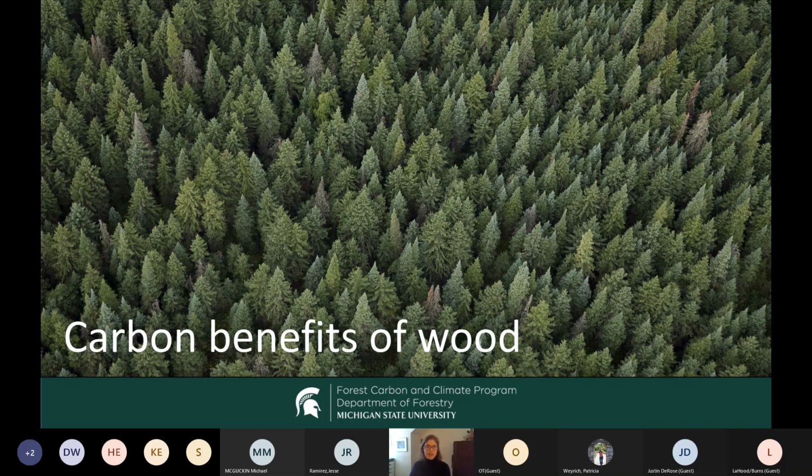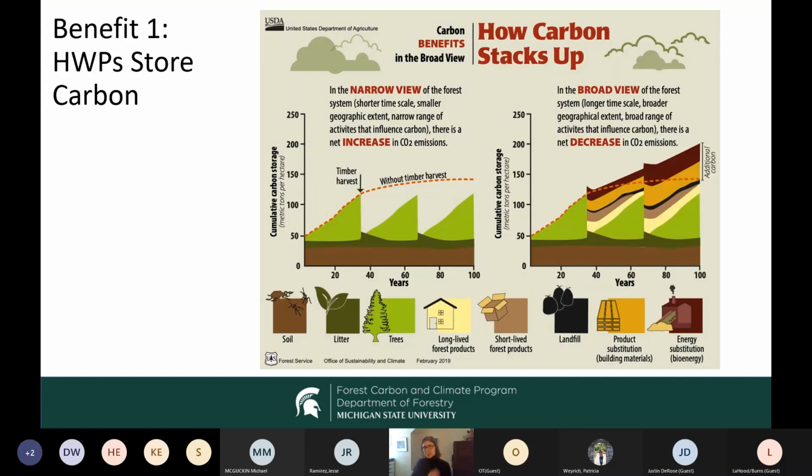Okay, so carbon benefits of harvested wood products. First, we'll see this figure from the U.S. Forest Service. You may have seen it before. I'll talk you through what we're looking at here. This shows the narrow view of how we think about carbon in the forest, and then a more comprehensive, broad view that includes harvested wood products.